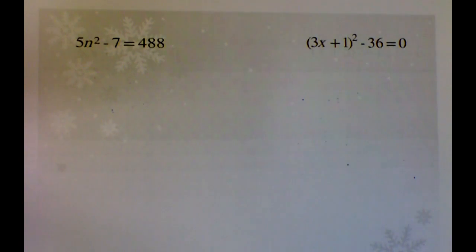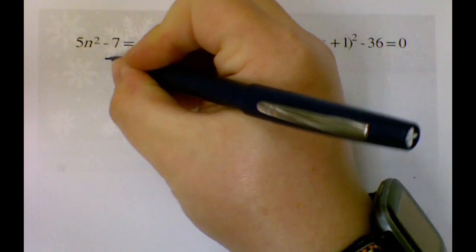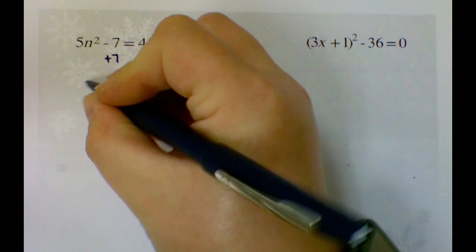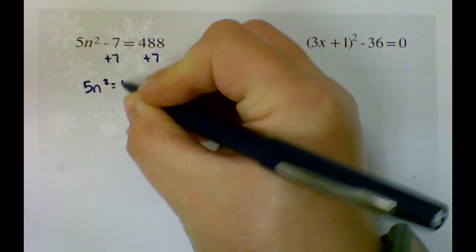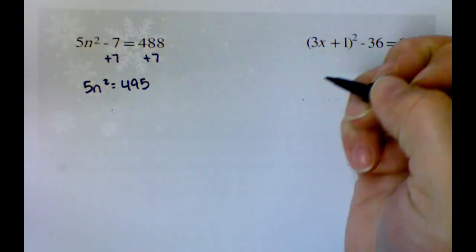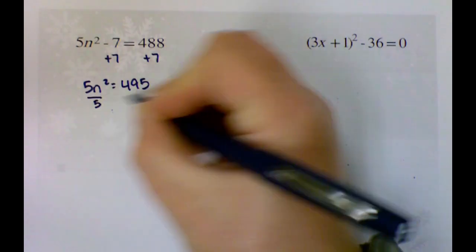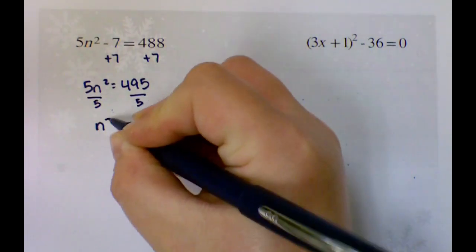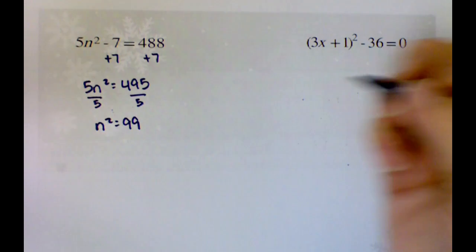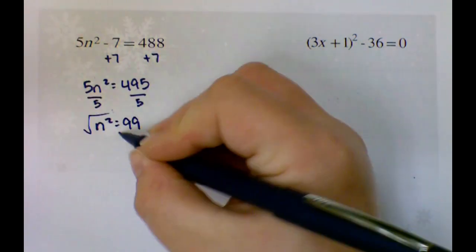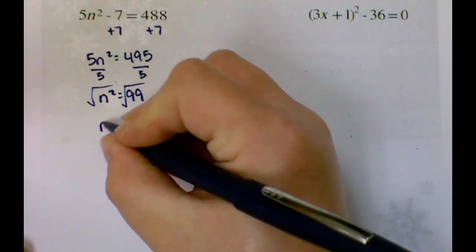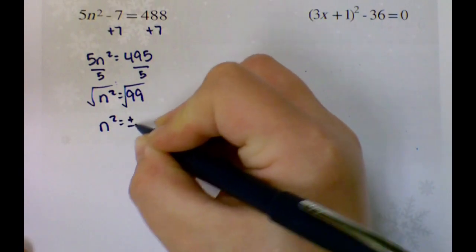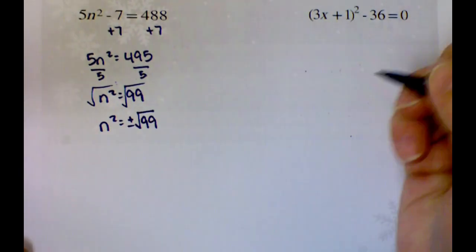For 5n squared minus 7 equals 488, the first thing we need to do is get the squared thing alone. So we're going to add 7 to both sides, making 5n squared equals 495. And then we're going to divide both sides by 5, making n squared equals 99. Then we undo the square using a square root. So n equals positive or negative square root of 99.